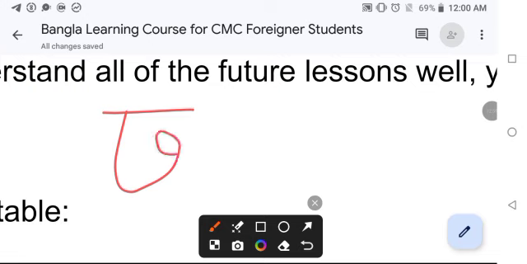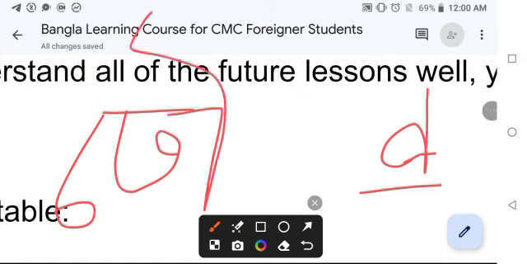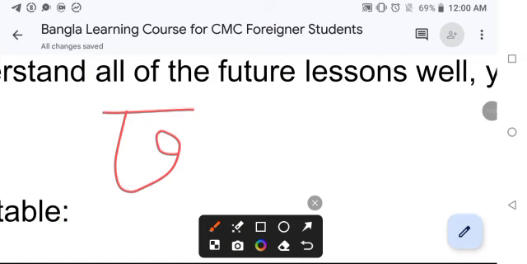Next we have the deep version, da. So this is da, do, de, dha, di, dhu, dhoi, dho. And the last one is quite easy actually.